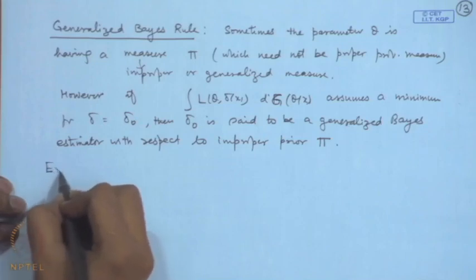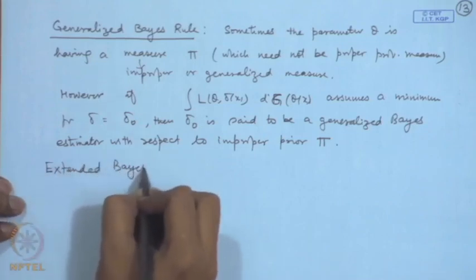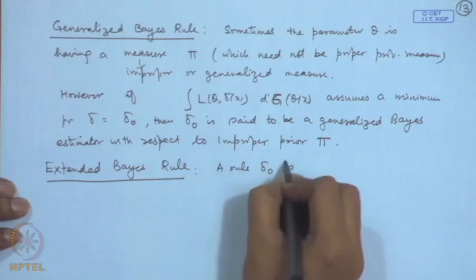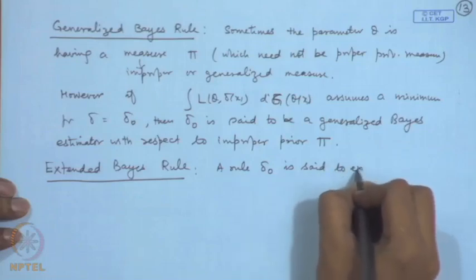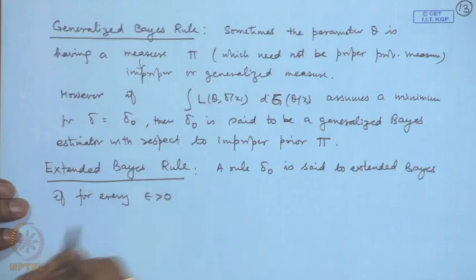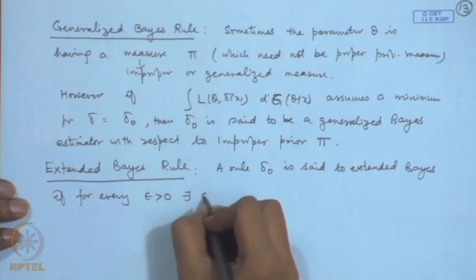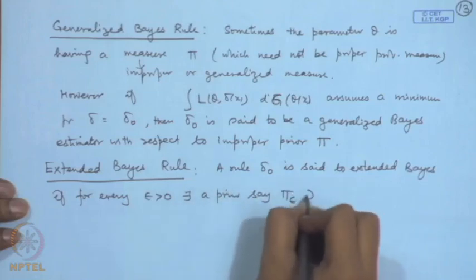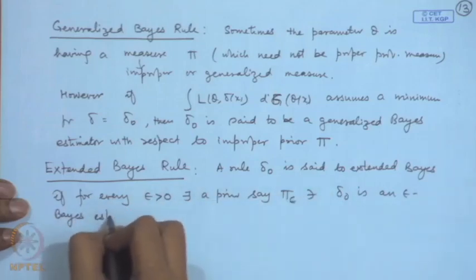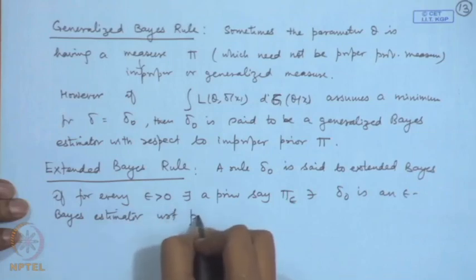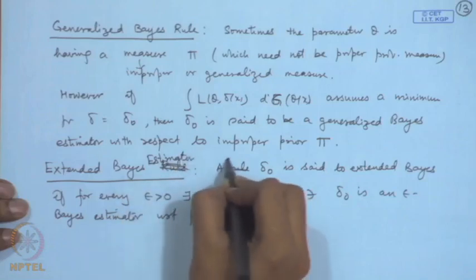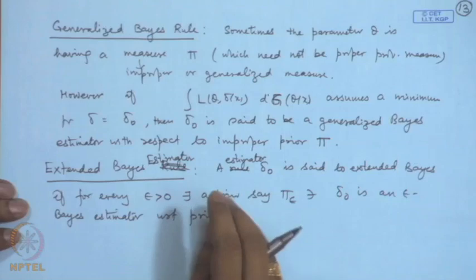We also define extended Bayes rule. A rule delta naught is said to be extended Bayes if for every epsilon greater than 0 there exists a prior, say pi epsilon, such that delta naught is an epsilon Bayes estimator with respect to prior pi epsilon. Let me modify this statement here, estimator. Sometimes I am using the word rule in the framework of the general decision theory here.